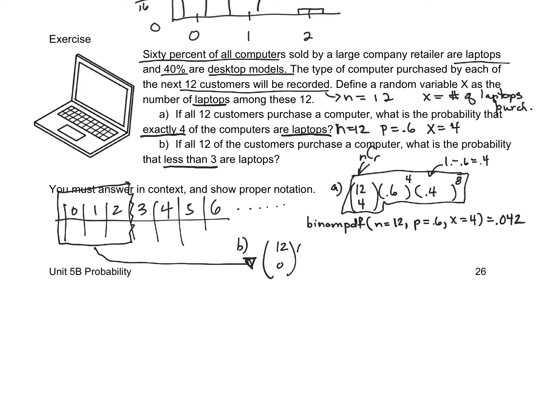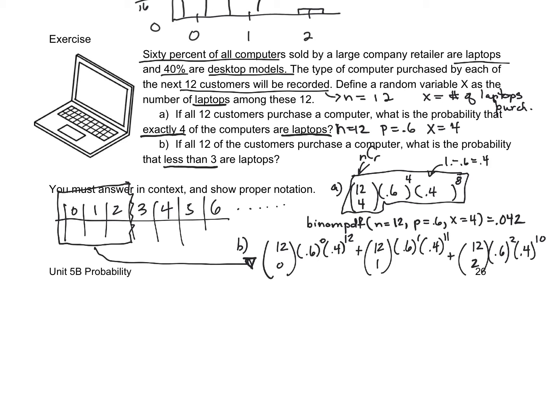12 choose 0 times 0.6^0 times 0.4^12, plus 12 choose 1 times 0.6^1 times 0.4^11, plus 12 choose 2 times 0.6^2 times 0.4^10. That's the long way. See why binomial CDF is such a treasure? Because do you want to have to do that individually? No, that kind of sucks, doesn't it?